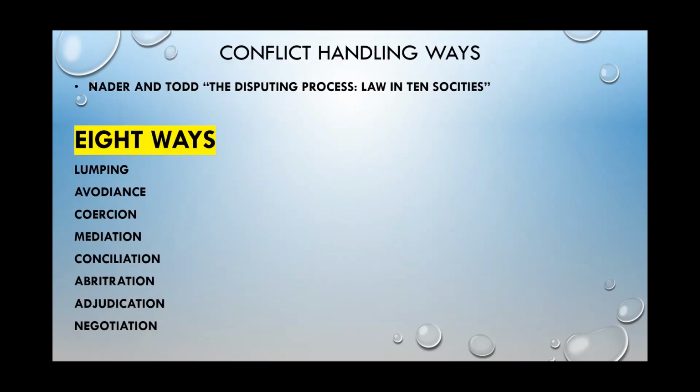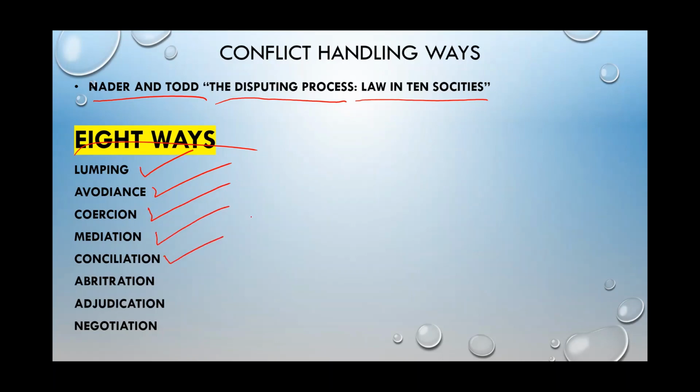Now we'll move on to another way of handling conflict as identified by Nader and Todd in their book Disputing Process: Law in 10 Societies. There are 8 ways as identified by Nader and Todd. First is lumping. Second is avoidance. Third one, coercion. Fourth one, mediation. Fifth one, conciliation. Sixth one, arbitration. Seventh one, adjudication. And lastly, negotiation.